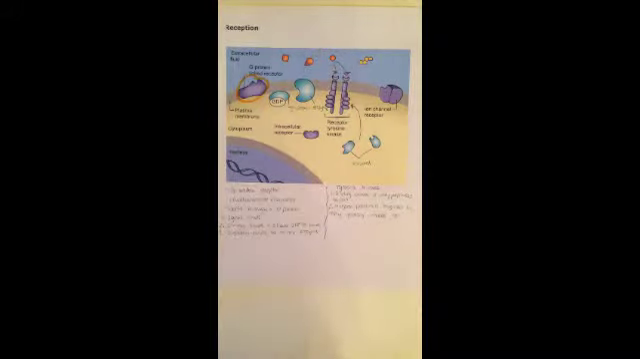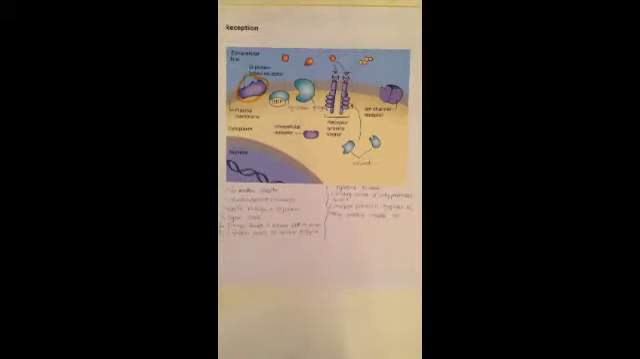So in cell signaling, there are three main steps. The first step is reception. And what happens in reception is the signal comes into the cell by one of the proteins located in the cell membrane. One of these proteins is the G protein linked receptor. And what happens is the signal molecule binds to the receptor, it becomes activated, and it changes shape.